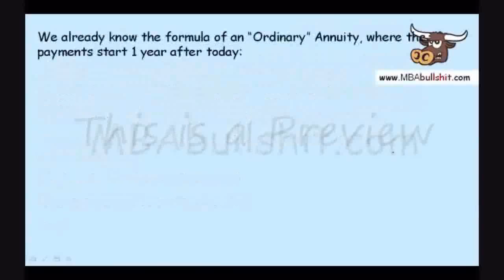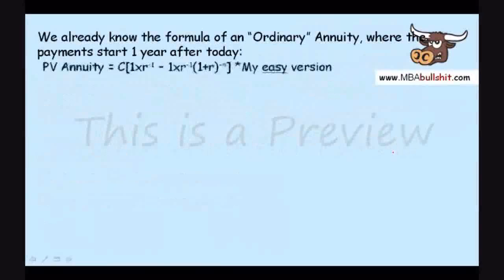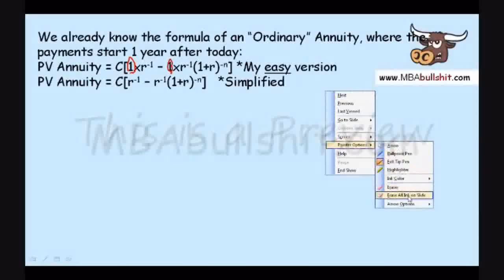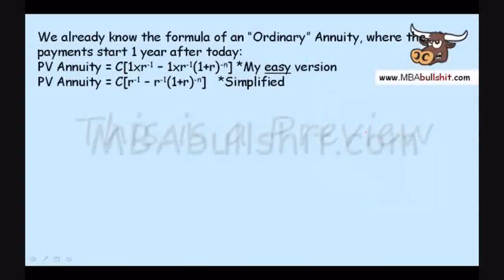Easy. We already know from an ordinary annuity, where the payments start 1 year after today, this was my easy simplified version. Your professor might have a different version of this, but it's exactly the same as what is in your book or what your professor gave you. I just moved the variables around to make it easier to compute on your calculator, and I simplify it further by doing this, in which case we can just remove the number 1 over here, because if you multiply something by 1, then the amount is the same.